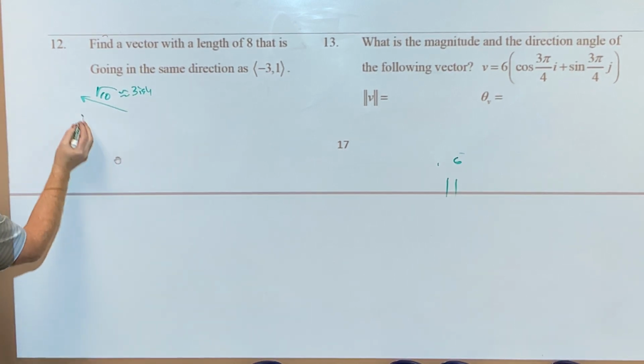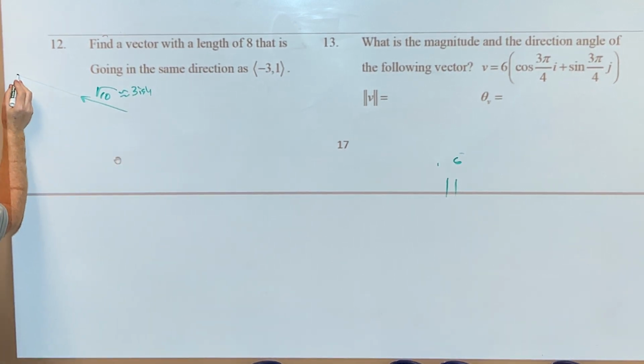I want it to have a magnitude of 8. How do I do that? How do I stretch this back? We've already talked about how to take a vector and shrink it down to 1. How do I stretch it out to 8? Multiply each term by 8 over root 10.